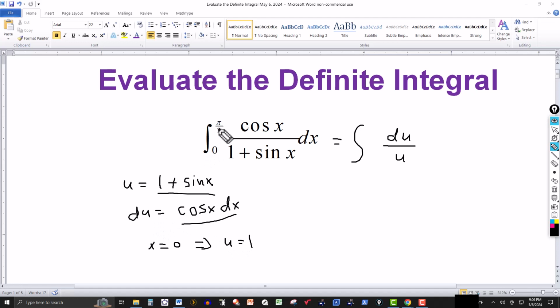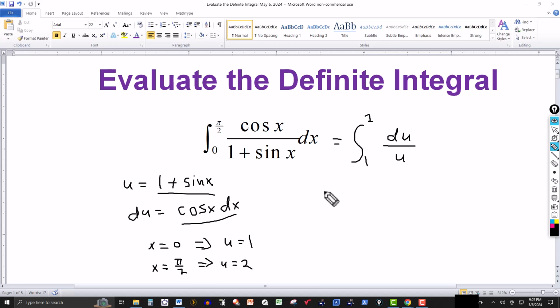And then if I replace the x by pi over 2, when x is equal to pi over 2, plug it back over here, sine of pi over 2, or think of that as 90 degrees, is 1, and 1 plus 1 is 2. So u would equal 2. So I just go with these limits in. Instead of x equals 0 here, I have u equal to 1. Instead of x equal to pi over 2, I have u equal to 2.